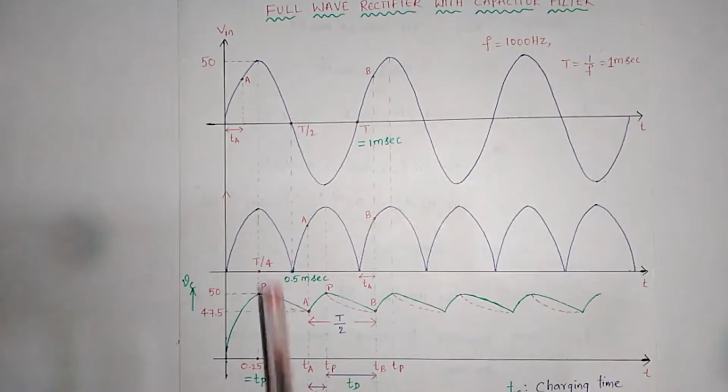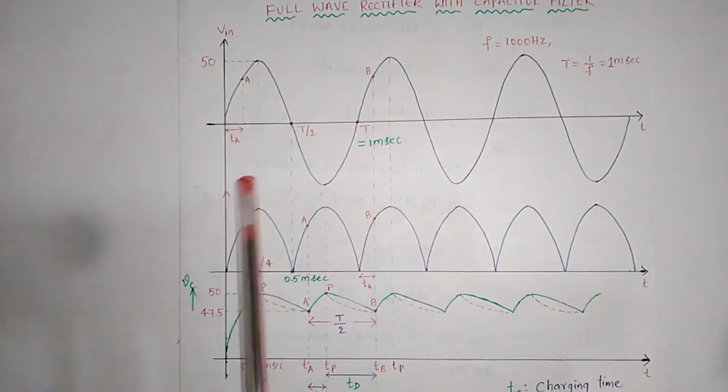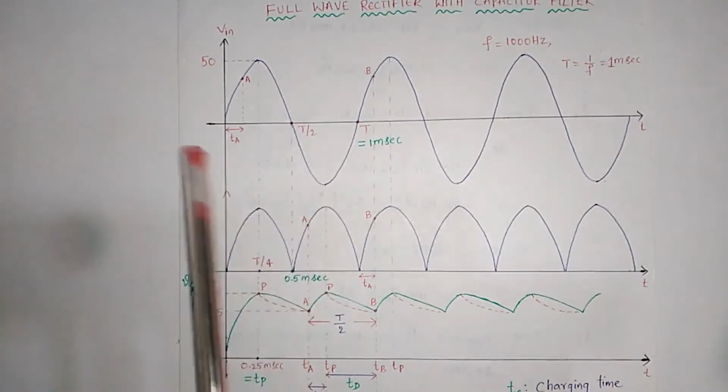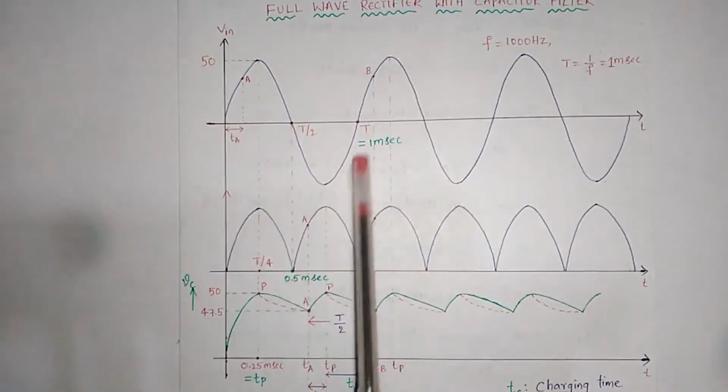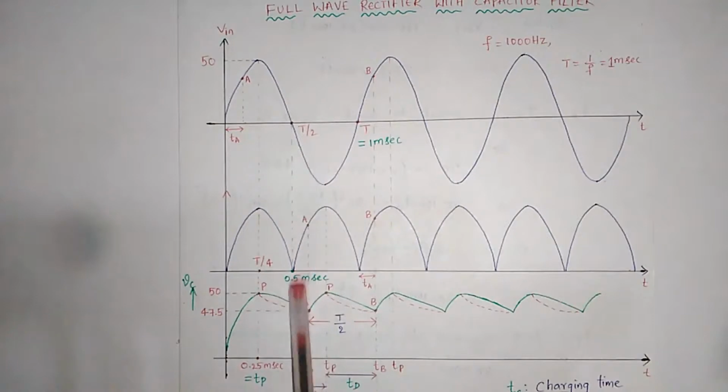So this is the transformer secondary voltage Vs1, which is a sine wave with a peak voltage of 50 volts and with frequency of 1000 Hz. So its time period would be 1 millisecond and half the period will be 0.5 millisecond and 1/4 the period will be 0.25 millisecond, which is also equal to the peak time Tp.